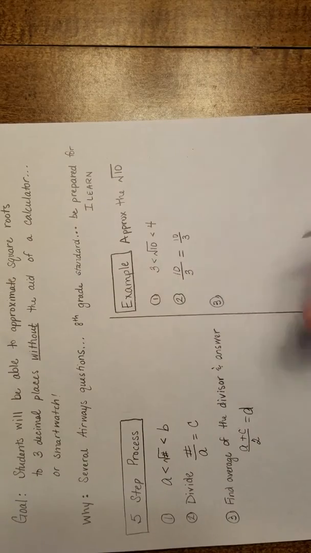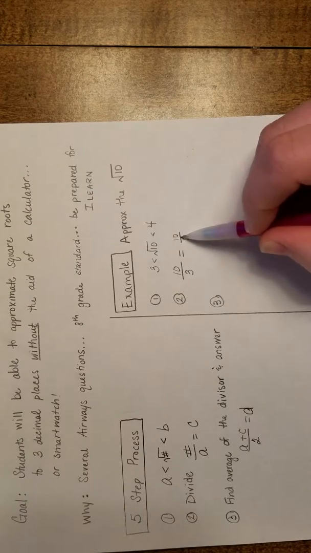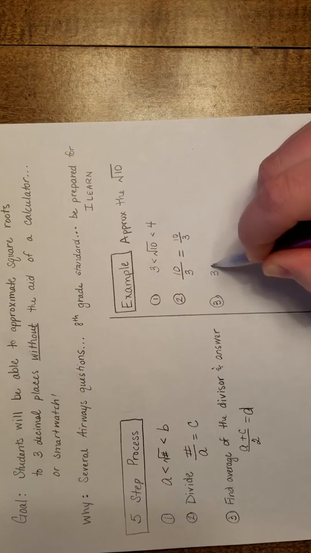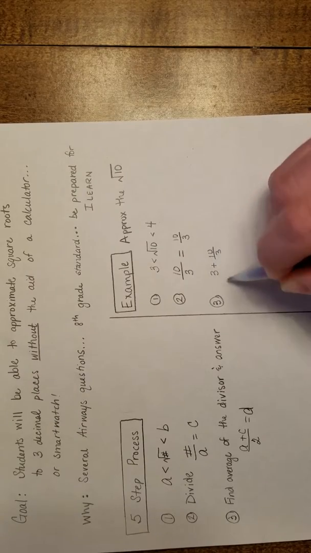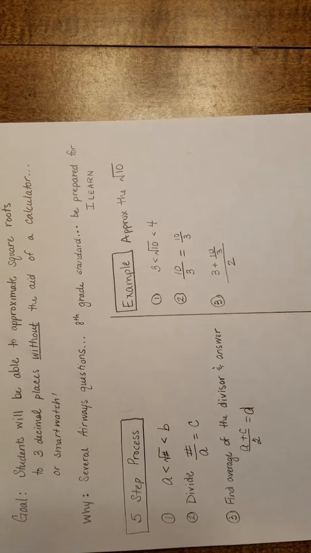So step 3 would look like over here. I'm going to find the average of the divisor and the answer. So I need 3 plus 10/3. I'll divide all of that by 2. I need to work this out so that I can find out the value of D. You may want to have a piece of scratch paper handy because you are going to have to do a lot of getting common denominators and multiplying by hand since they don't give us the use of a calculator.